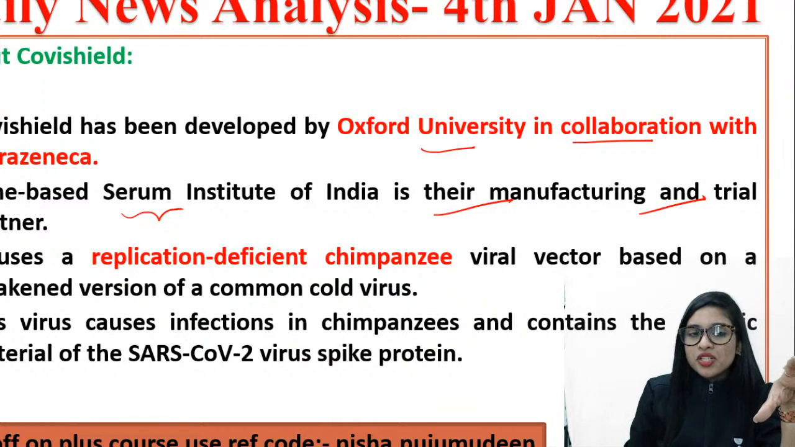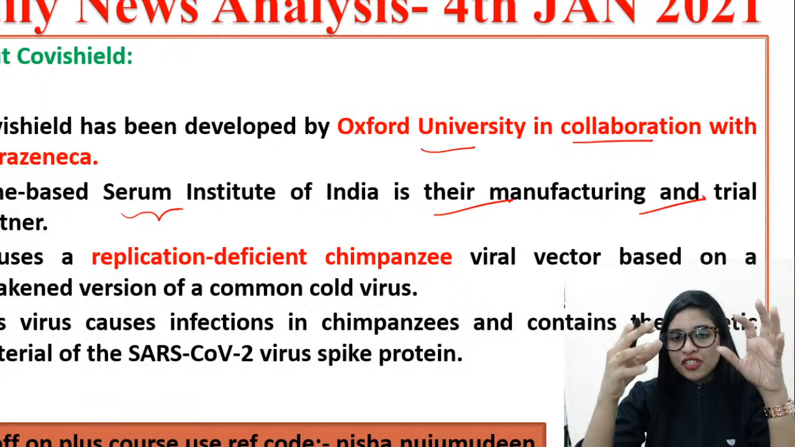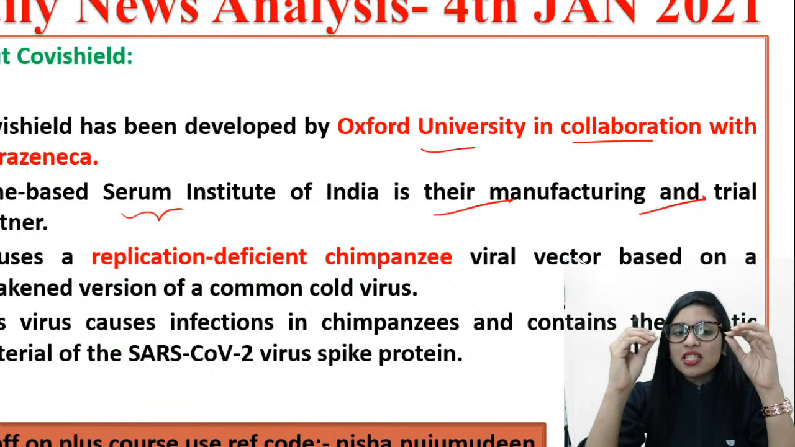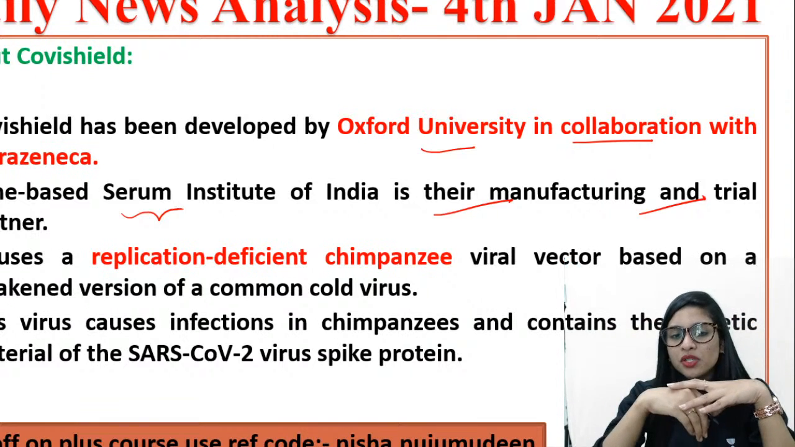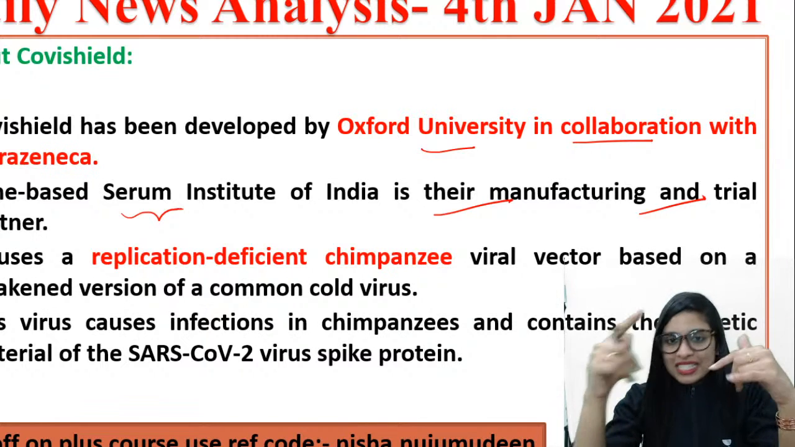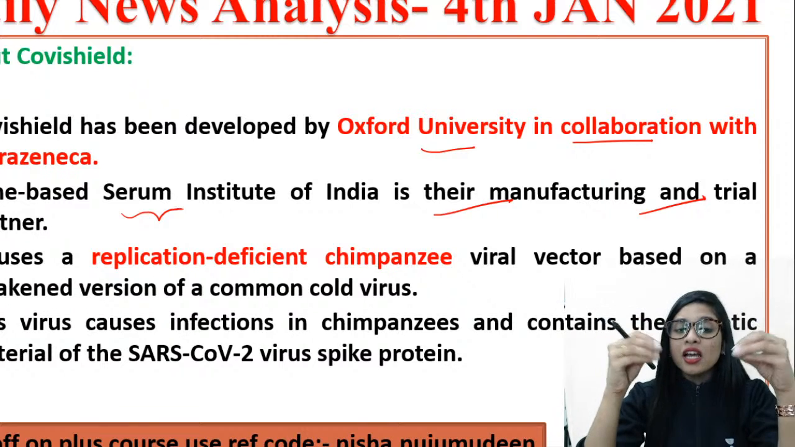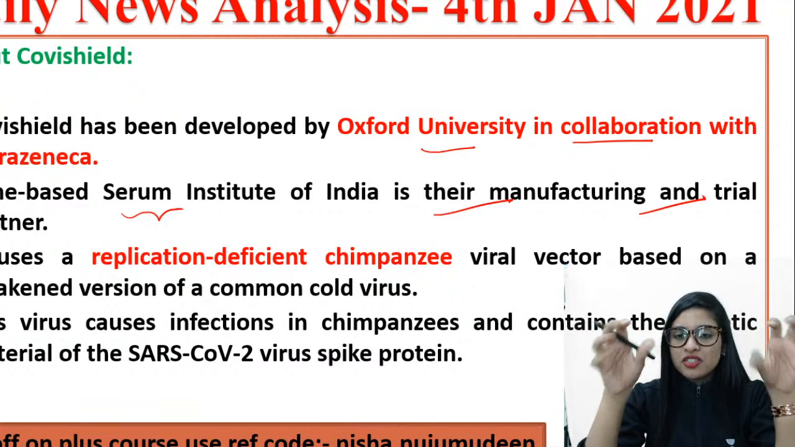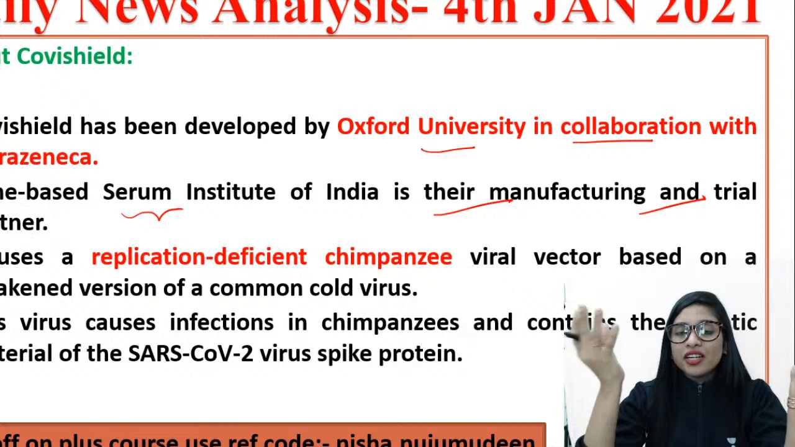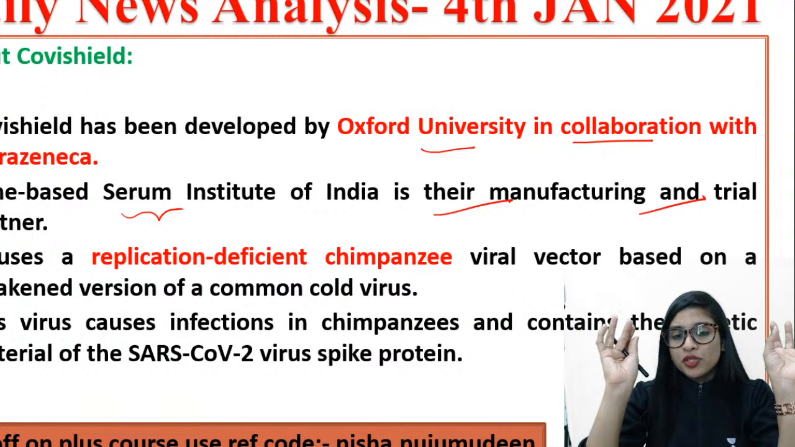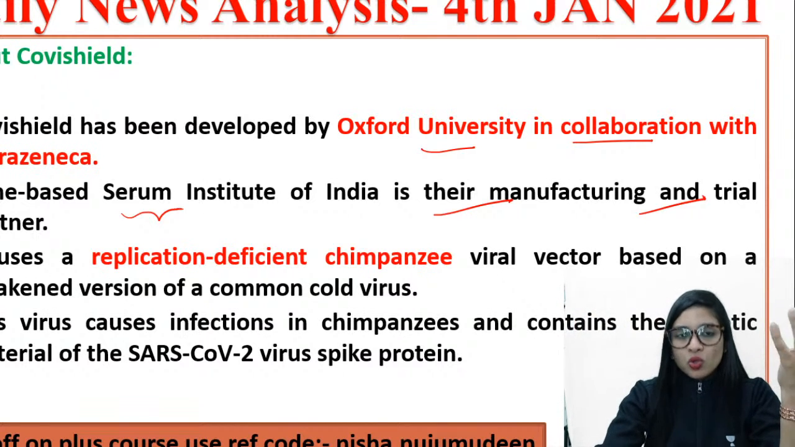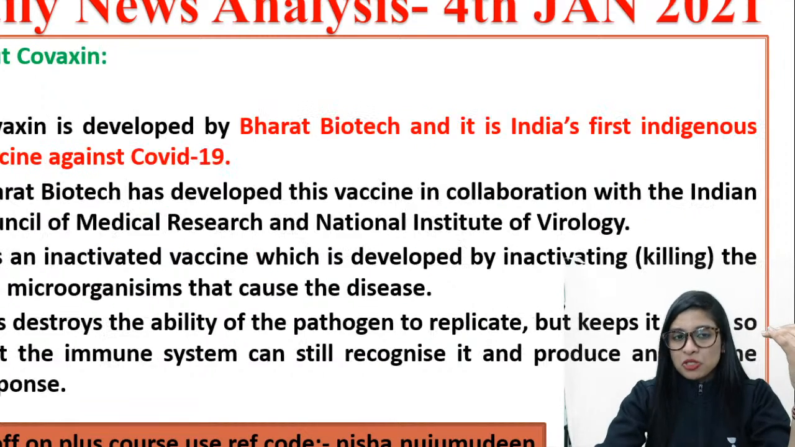What they do in Covishield is use a replication-deficient chimpanzee viral vector, guys, which is based on a weakened version of a common cold virus. They'll actually test like that. Now, through this testing, this virus will start causing infections in chimpanzees and contain the genetic material of the SARS-CoV-2 virus spike protein. So they are testing from that perspective.